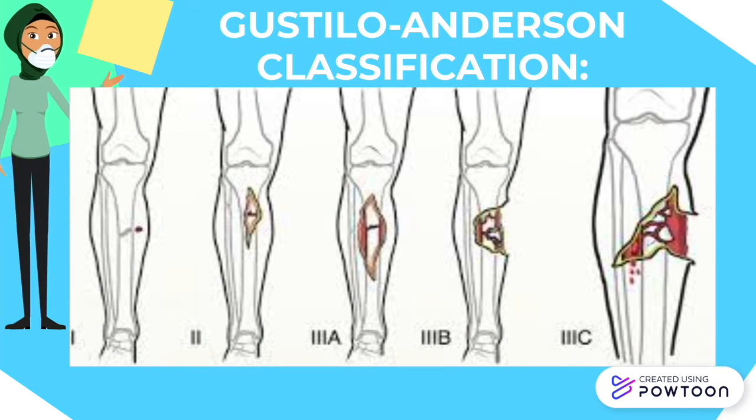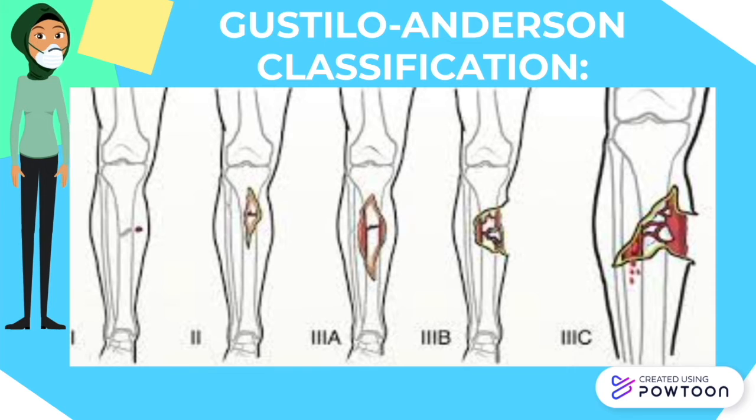Type 1 is a wound that is less than 1 centimeter with minimal contamination or muscle damage. Type 2 is a wound between 1 and 10 centimeters with moderate soft tissue damage. Type 3A is usually a wound that is more than 10 centimeters due to high energy impact and it has extensive soft tissue damage. It's also contaminated, but there is adequate tissue for a flap coverage.